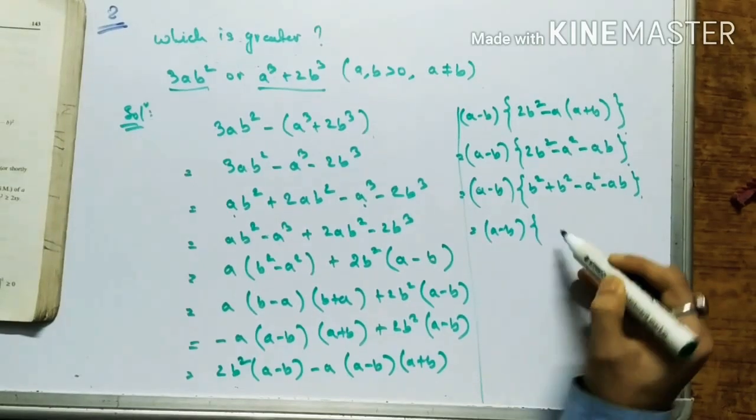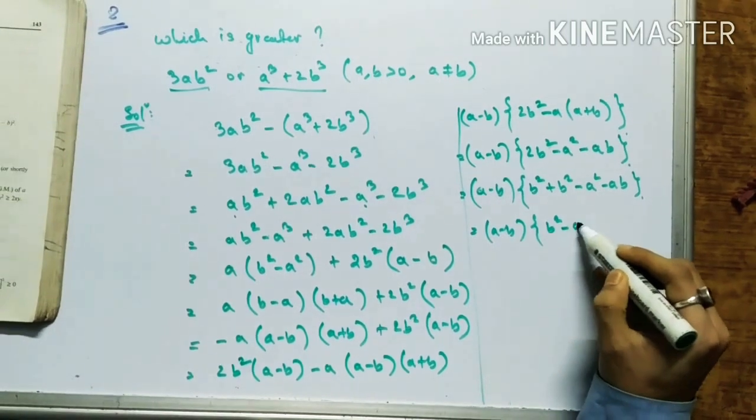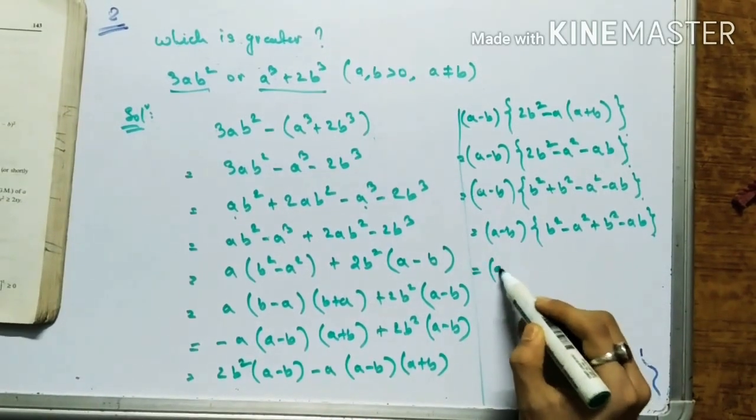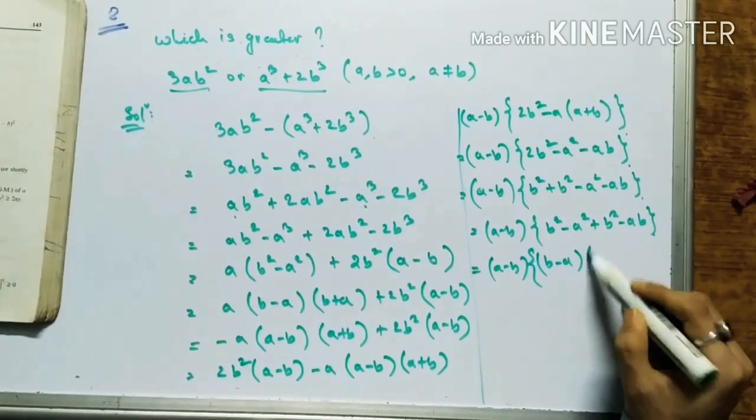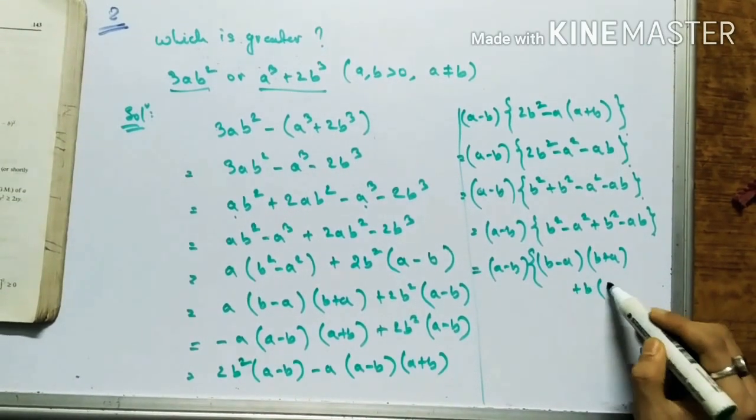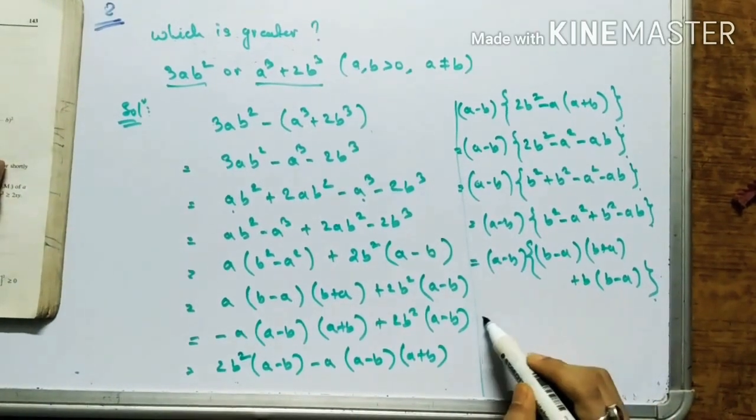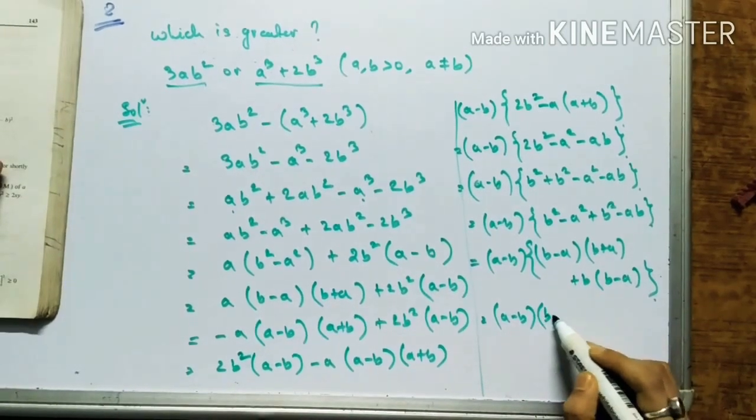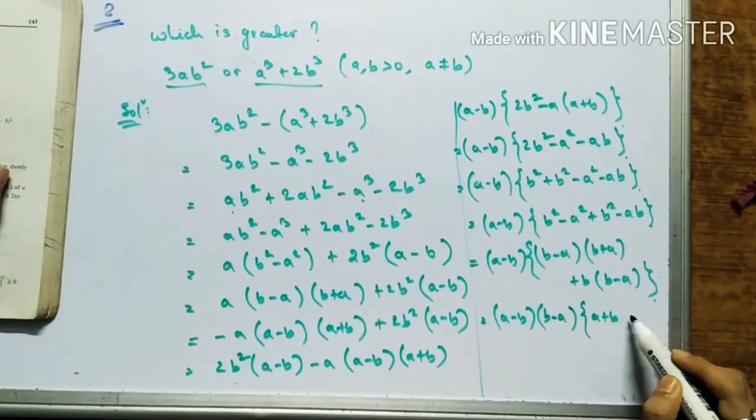So a minus b, this one I can write as b square minus a square plus b square minus ab. So a minus b, this one I will get b minus a, b plus a, and from here if I take b common, b minus a I will get. Now again from here I can take b minus a common. So now I will get a plus b plus b.